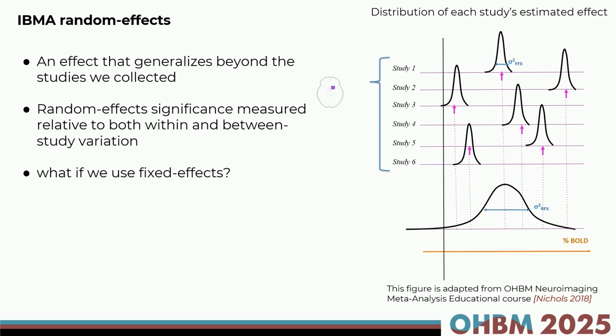And if we only use a fixed effect model, we don't consider the between-study variation, sigma random effect squared. So we can imagine it as all of the small black curves for each study having the same mean, but in this case we only consider the within-study variation for each of them.